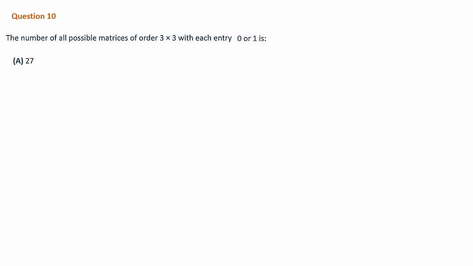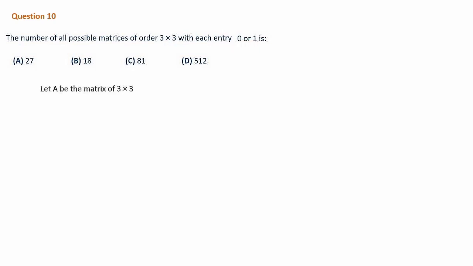Move on to the last question of this exercise, question number 10. The number of all possible matrices of order 3 by 3 with each entry 0 or 1 is 27, 18, 81, 512. So here, a 3 by 3 square matrix means 9 elements will be there, with each entry 0 or 1. Each entry means each element can be either 0 or 1.